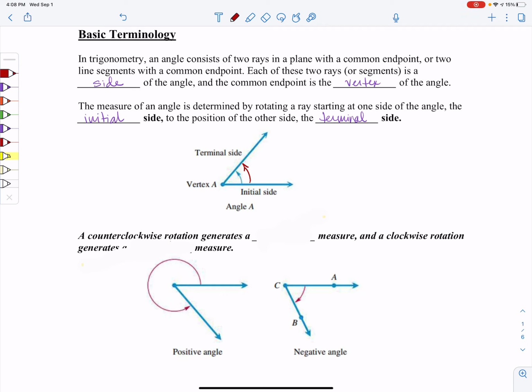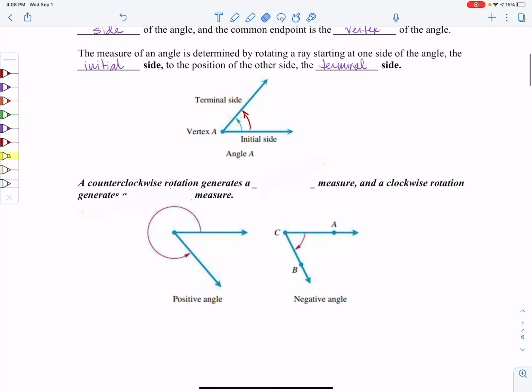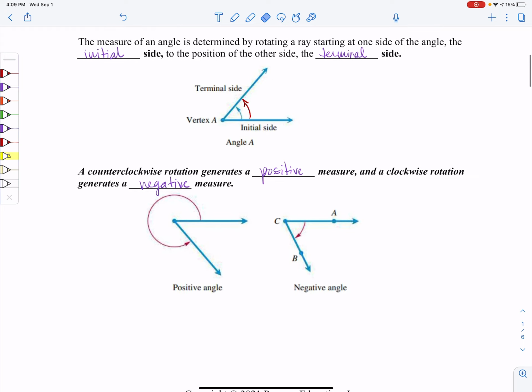Frequently, most often, the initial side is going to be on the positive x-axis. A counterclockwise rotation gives a positive measure, and a clockwise rotation gives a negative angle or a negative measure.